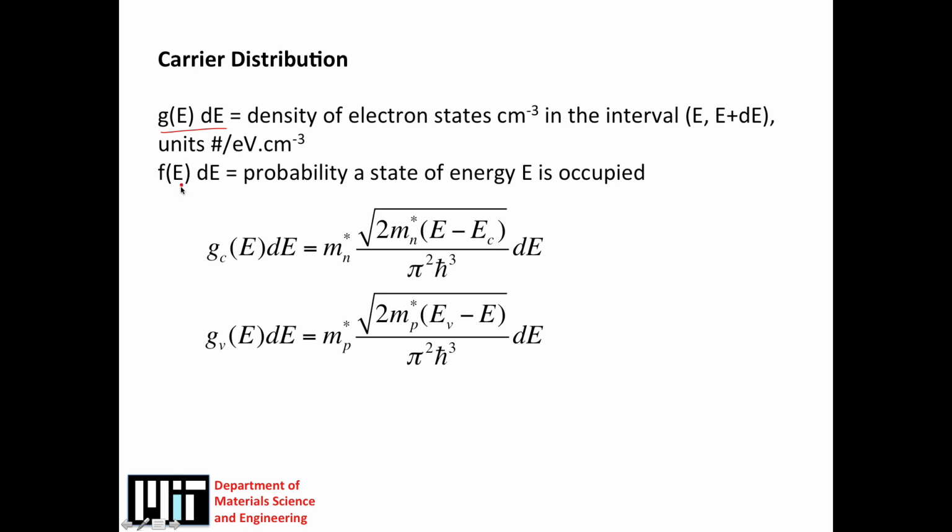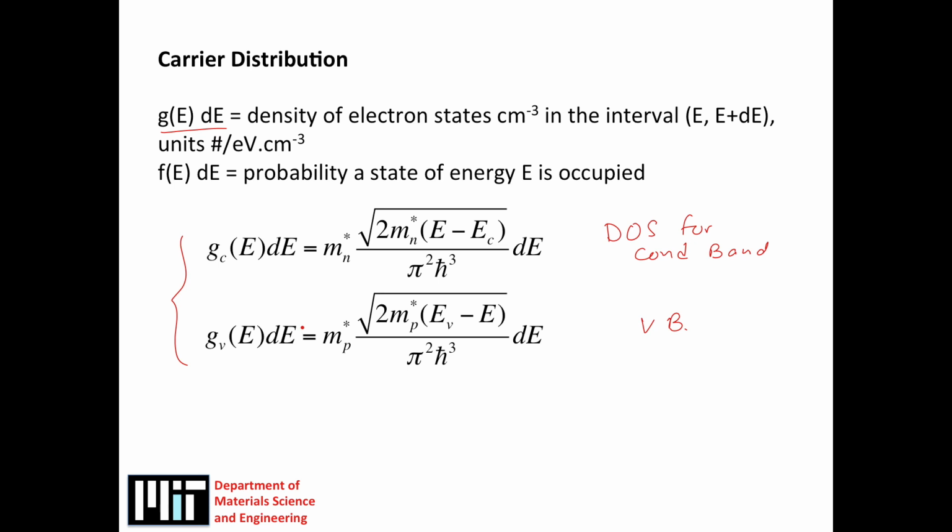And then f(E) is the probability that a state of a given energy will be occupied. So these are the two densities of states, for the conduction band up here, that's g_C(E), and the valence band down here. g_V(E) is the density of states for the valence band. And so if we know these numbers, and we know the probability that a state of a given energy will be occupied, then we can calculate where all the carriers are in terms of energy inside the solid.